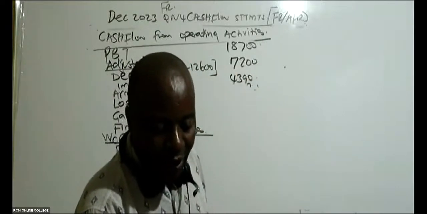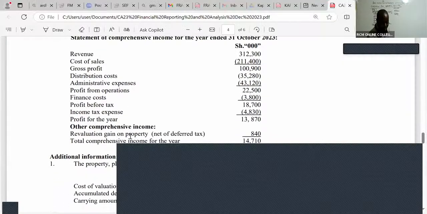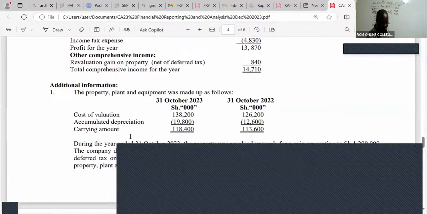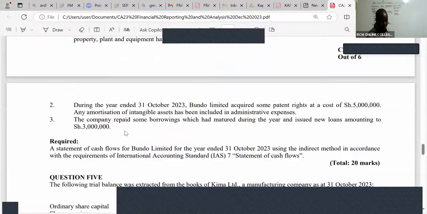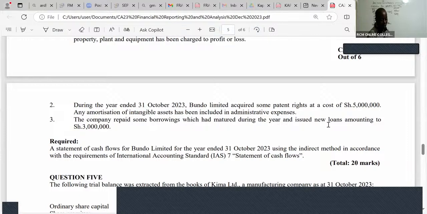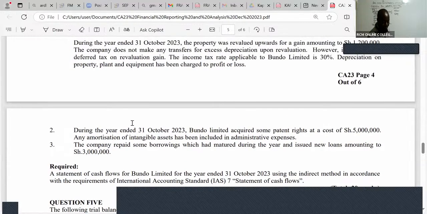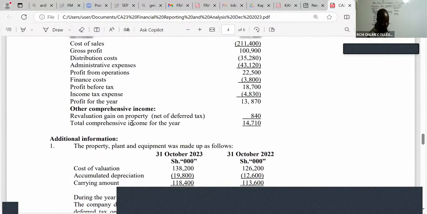All right, ladies and gentlemen, I will come to the next working. Next, additional information, note number 3: the company repaid some borrowings which had matured during the year and issued new loans amounting to 3 million.